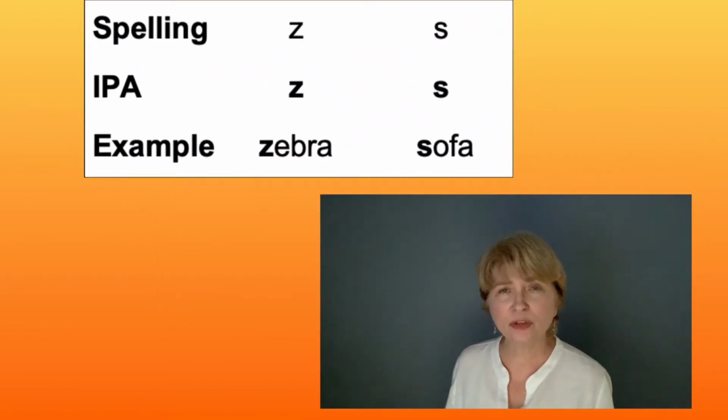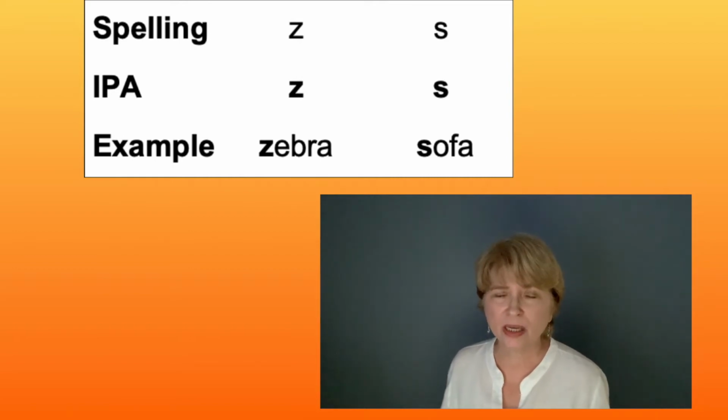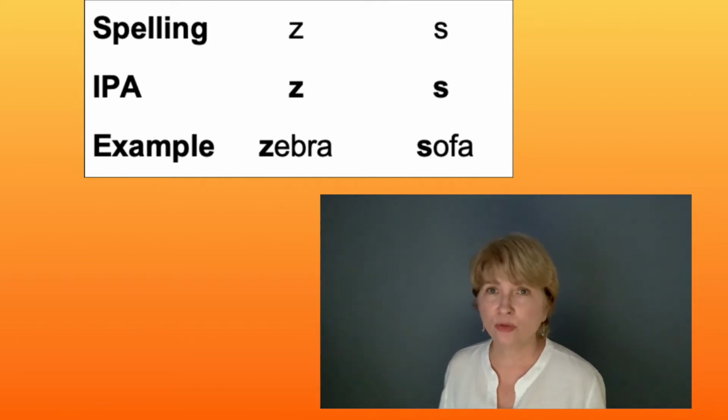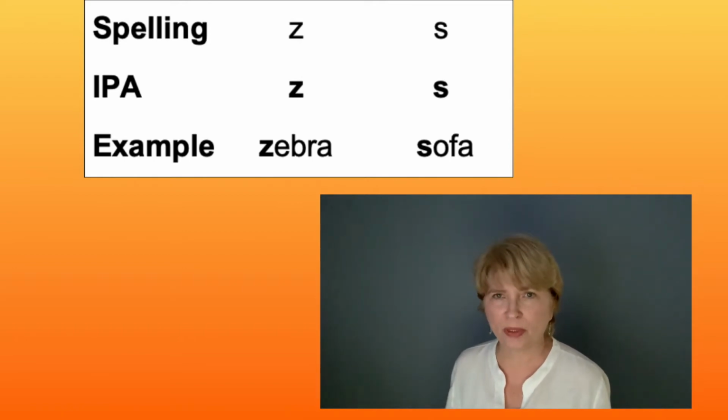Z is tricky for some too. In Spanish, the Z does exist, but it's pronounced like an S. You need to use your voice with Z. If this is hard, try humming with your mouth open, like this.